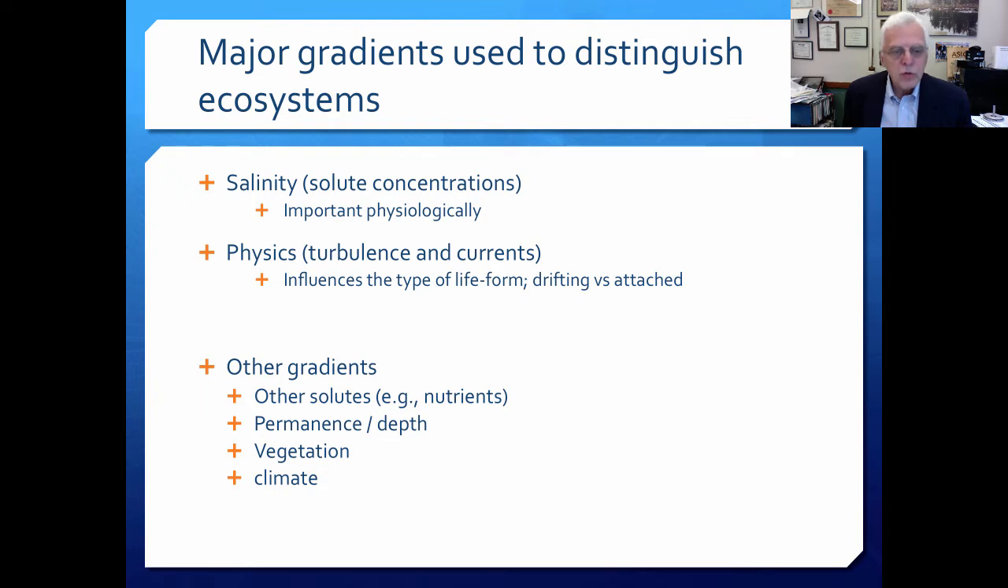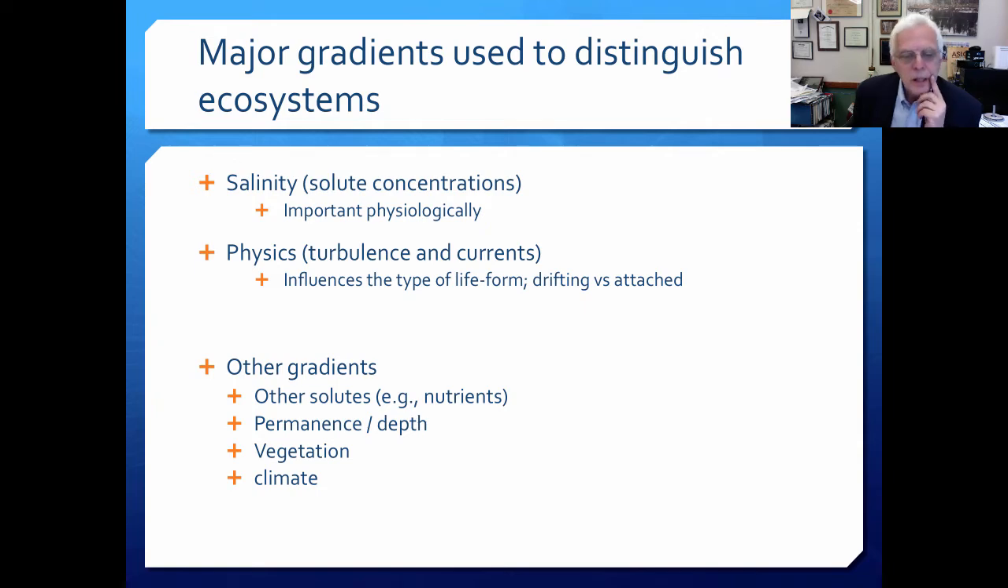Of course, those are two very big gradients, and we'll use those first, working across gradients of salinity and physics to think about the different diversity of aquatic systems that exist in the world. But there are certainly other gradients too. There are gradients of solutes, and one that's really important that we'll learn about a lot in this course are the nutrients, especially nitrogen and phosphorus, have a big effect on what grows and how things function.